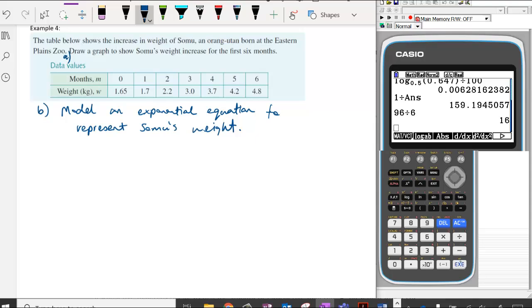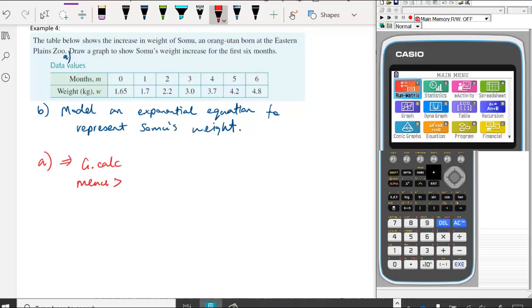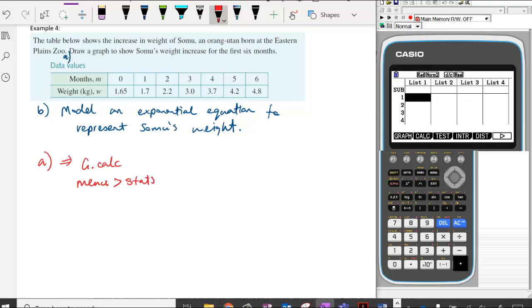So part A, what we're going to do is we're going to use our graphics calculator. So we're going to hit menu, and we're going to go into statistics. So menu, stats. In list 1 and list 2, we're going to enter the data. So the first column will just be the 0, 1, 2, 3, all the way to 6.